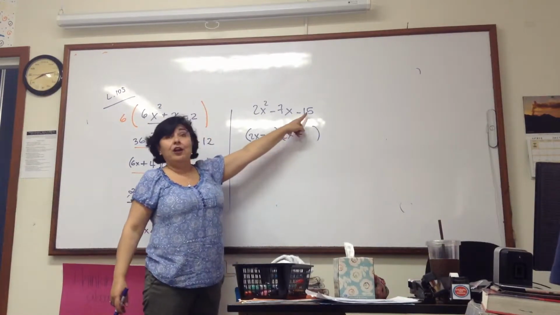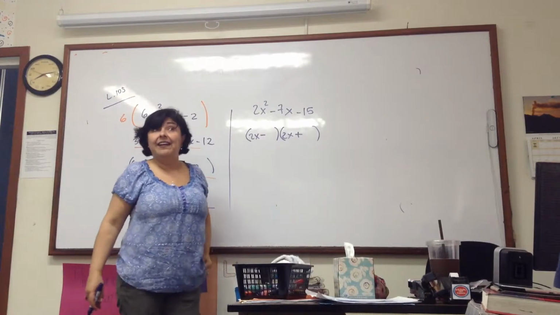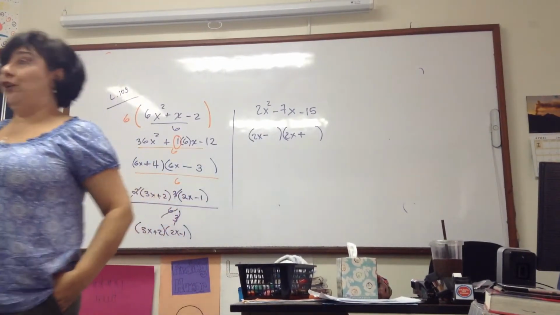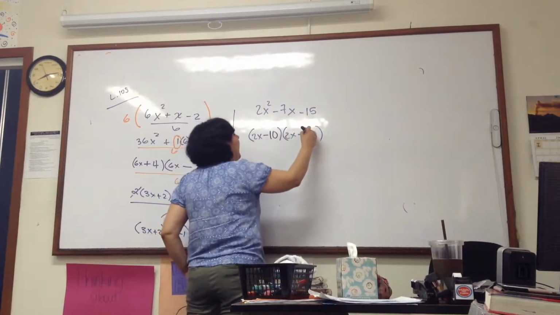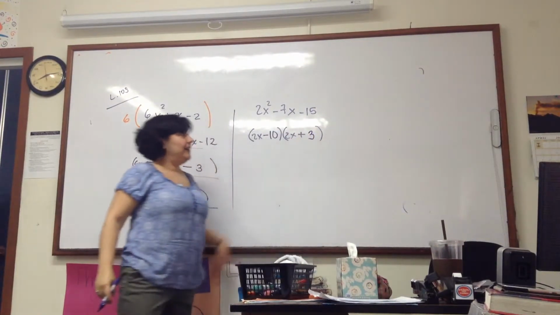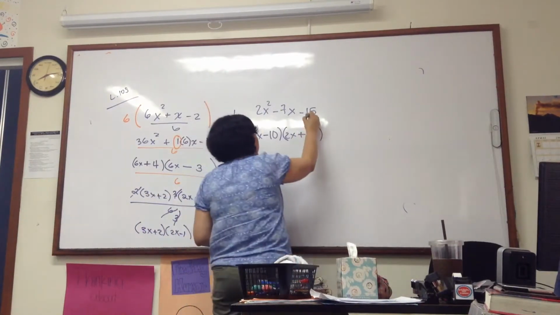Two numbers that multiplied give me 30, and added give me 7. Oh yeah, because we multiply with 5 and 3. 10 and 3. Because this is supposed to be a 30, remember?